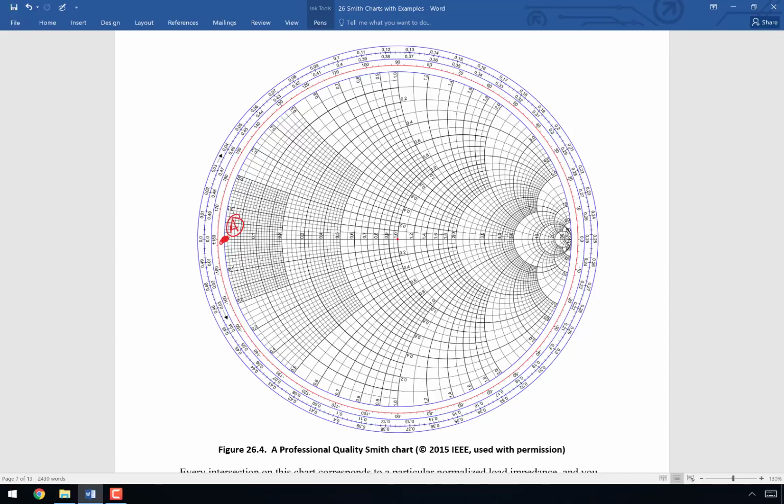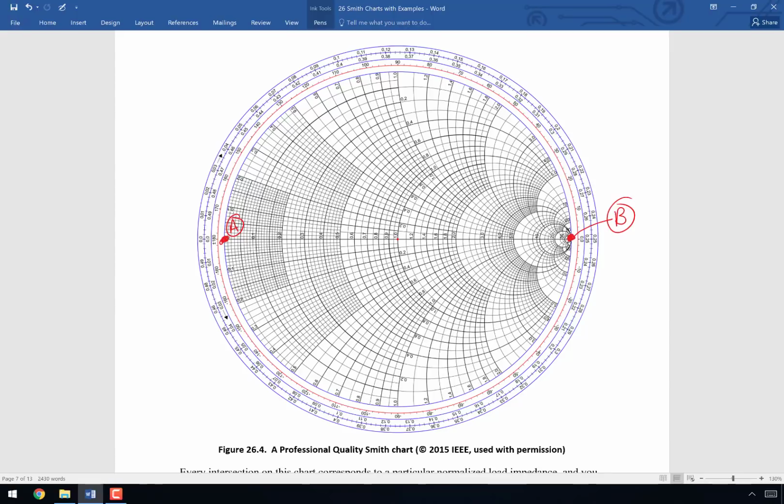So that's R plus J0. The next one is Z sub L equals infinity. Well, I don't know if you can see, but as I'm working my way toward the right here, this is 2, and this is 3, and 4, and 5, and 10, and 20. And as it turns out, we approach infinity at this point right here. Let me erase those circles. And this is the point infinity. So this is point B.